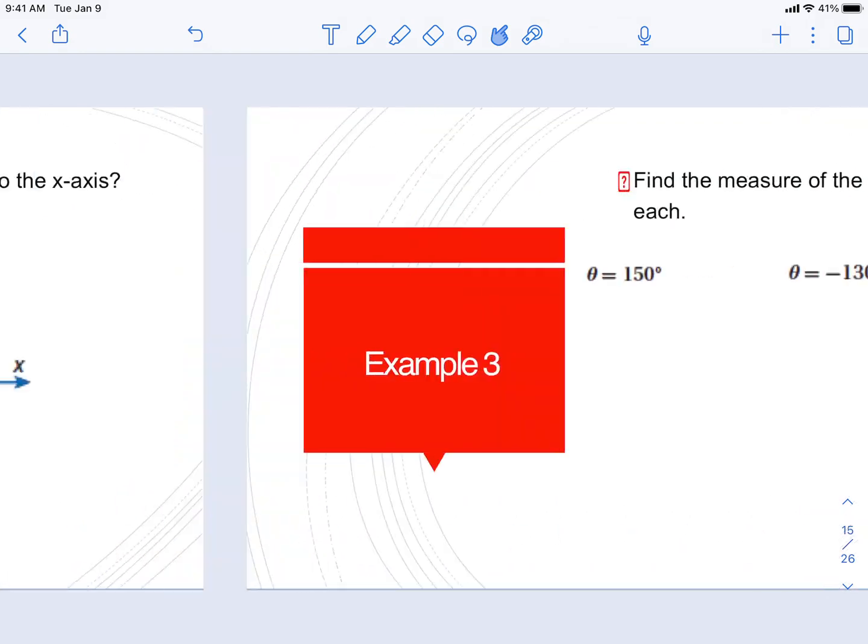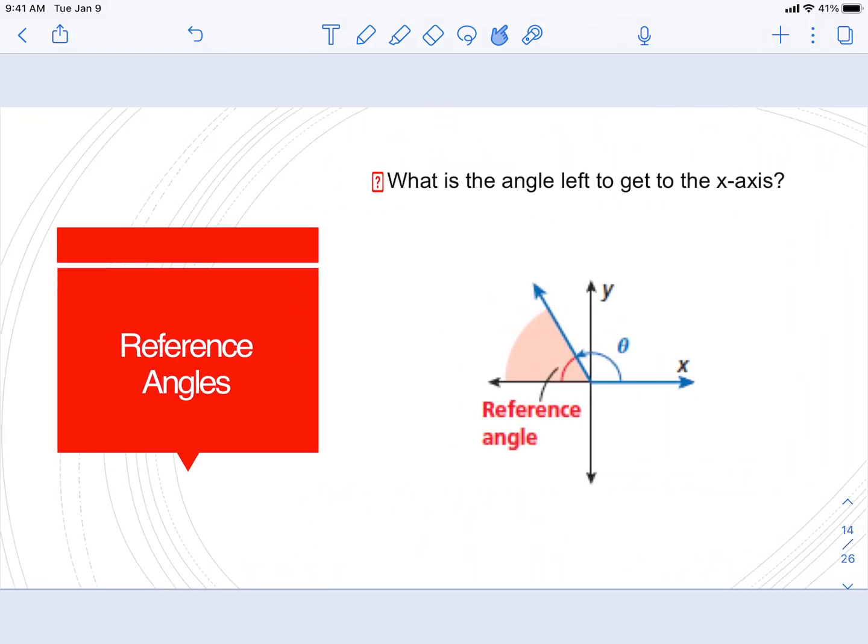So if I go all the way over to my reference angles, a reference angle is this. It's the angle that's left to get to the x-axis. And so let's say we've got about a 120 degree angle of rotation. All the way to the x-axis would be 180. And so that means that our reference angle is 60 degrees.